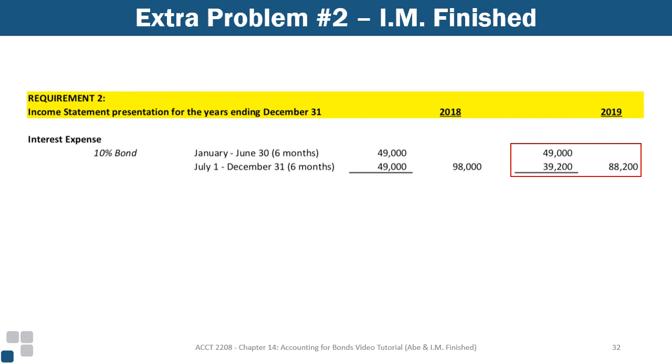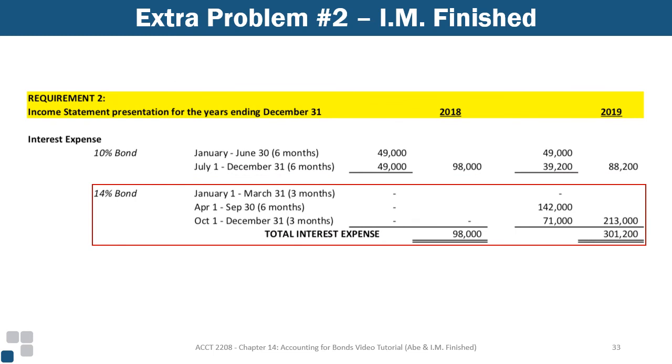If we look forward to the next year, in this case, for the periods of the first 6 months, right, you're going to have $49,000 in interest, and then from the period of July 1st to December 31st, $39,200 for a total of $88,200.